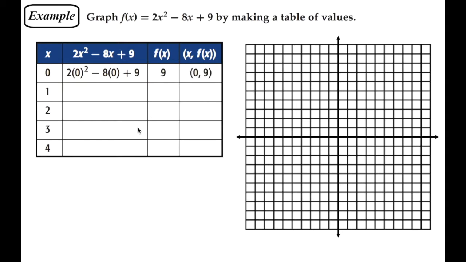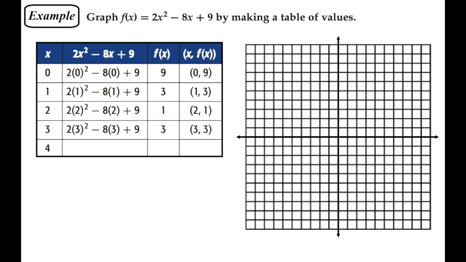What if I plug in a 1? Well, 1 squared is 1. Multiply by 2, you get 2. 2 minus 8 is negative 6, plus 9 gives us 3. So that's the point (1, 3). What if we plug in a 2 for x? Then we get out a value of 1. 2 squared is 4, times 2 is 8, and 8 minus 16 is negative 8, plus 9 is 1. So that's the point (2, 1). Plugging in the value of 3, we get out a 3, so that's the point (3, 3). And then a 4, we end up with a 9, so (4, 9).